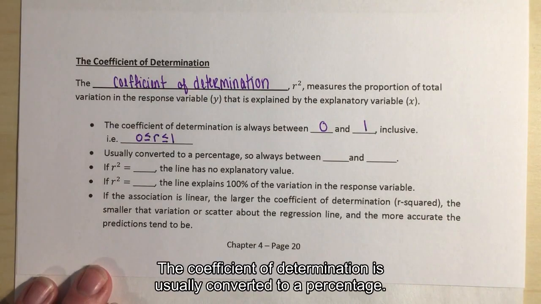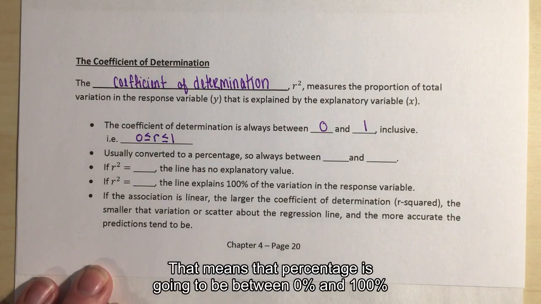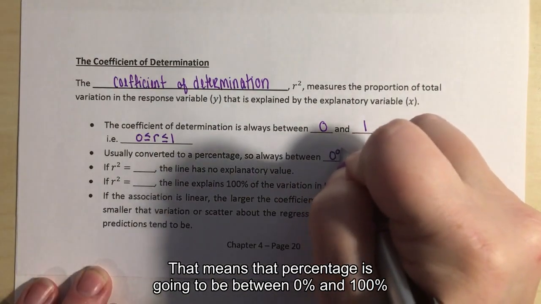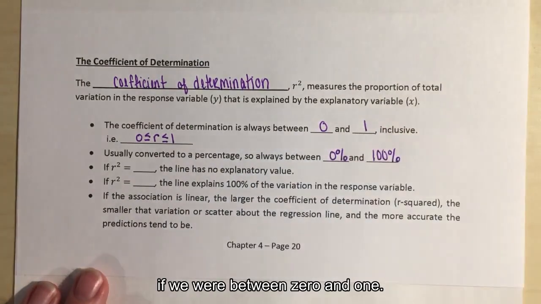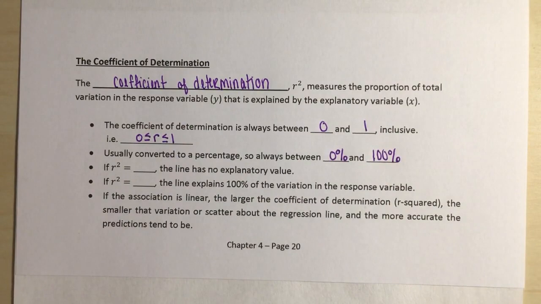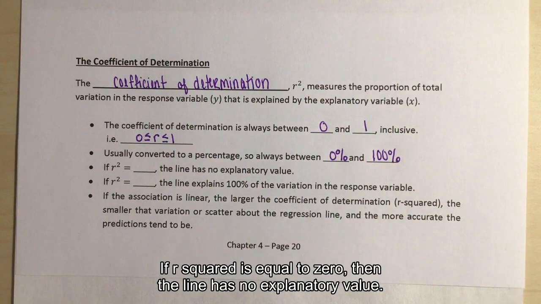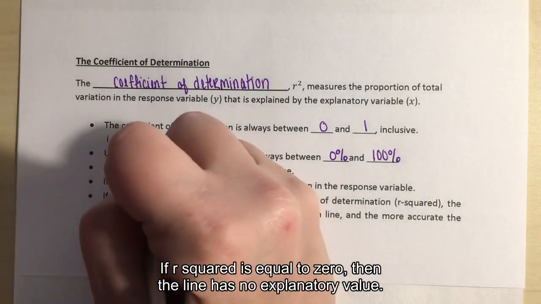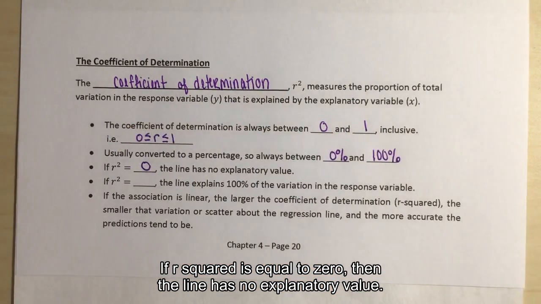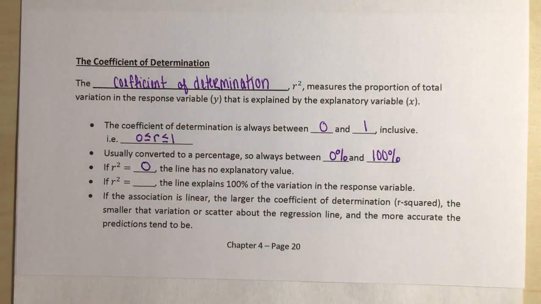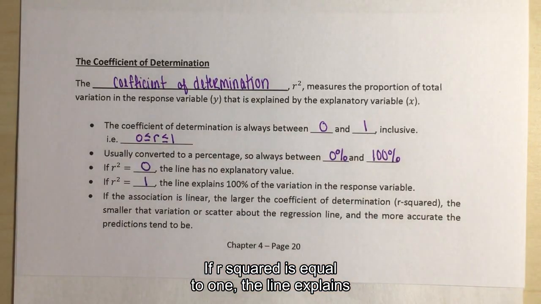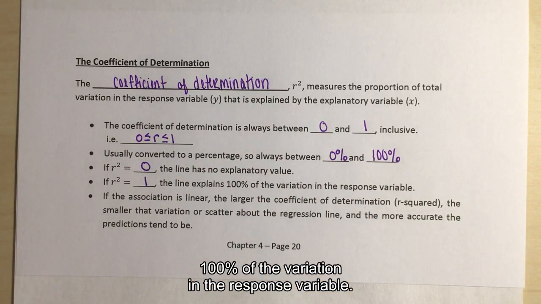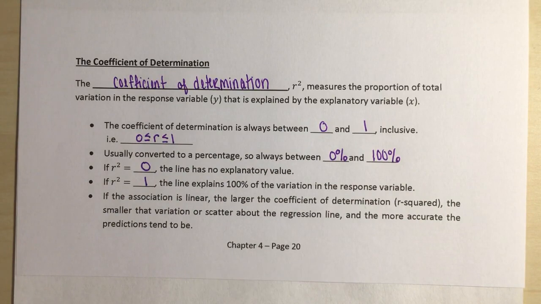The coefficient of determination is usually converted to a percentage. So that means that percentage is going to be between 0% and 100%, right? If we are between 0 and 1. Right? If r squared is equal to 0, then the line has no explanatory value. If r squared is equal to 1, the line explains 100% of the variation in the response variable.